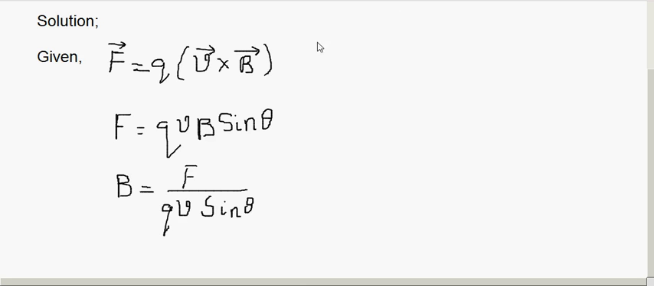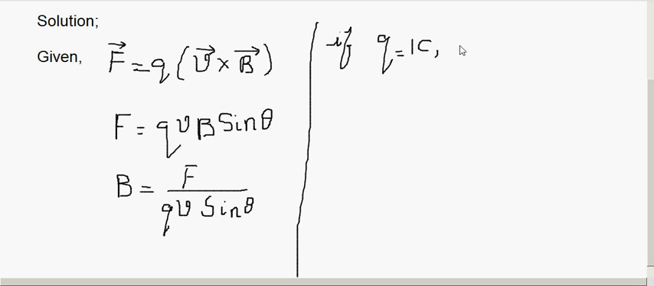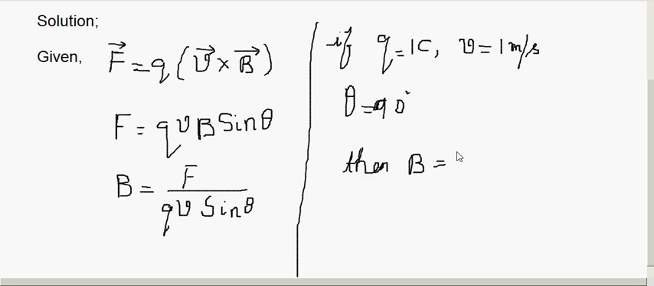Now, if q equals 1 coulomb, and v, the velocity, equals 1 meter per second, and if the charge is moving perpendicular to the magnetic field, that is, the angle between v and B is 90 degrees, if theta is 90 degrees, then sine theta becomes 1. Then in this equation, if you substitute everything, we get B = F.